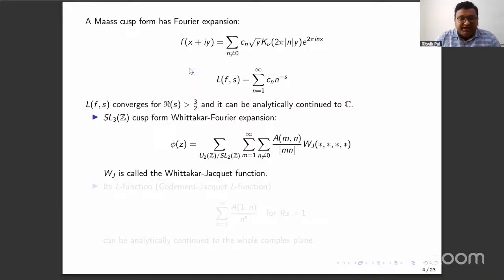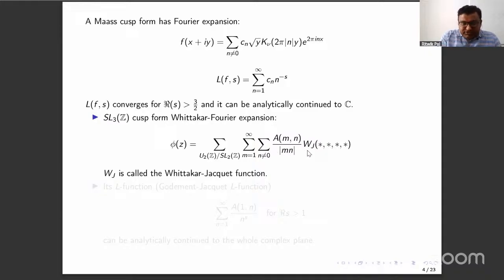The reason is algebraic. So we won't go into the definition of the SL3Z cusp forms. We are just giving its Fourier expansion. Rather than an exact Fourier expansion, it has something called the Whittaker Fourier expansion. Let us just focus on this sum.